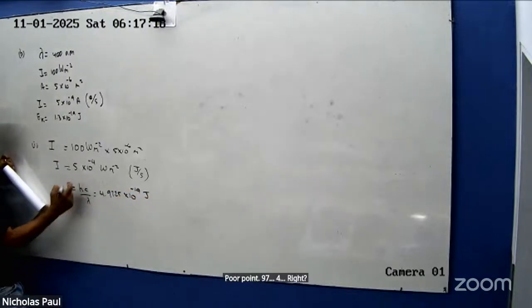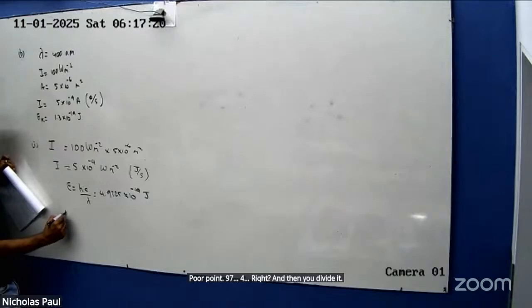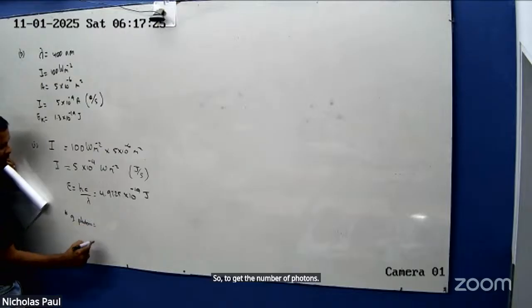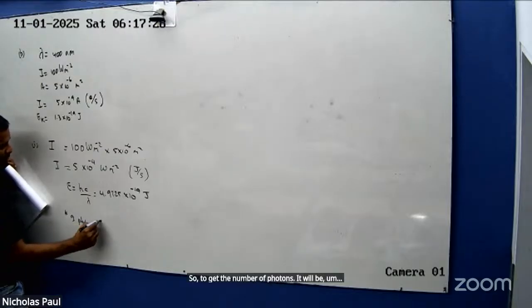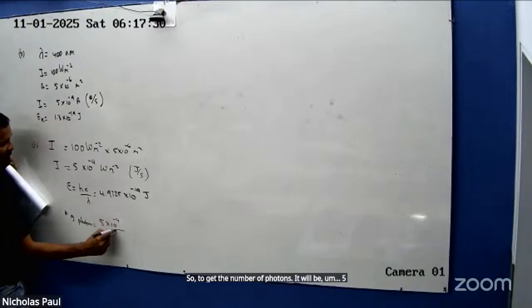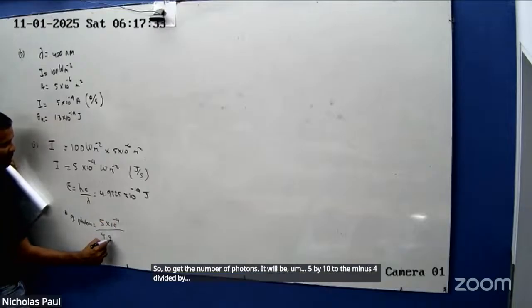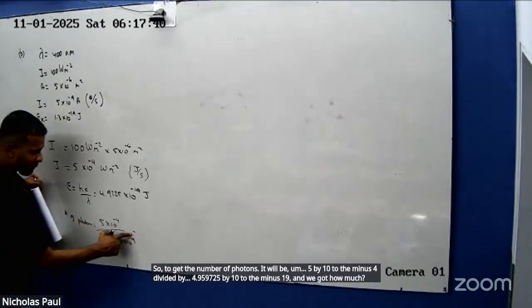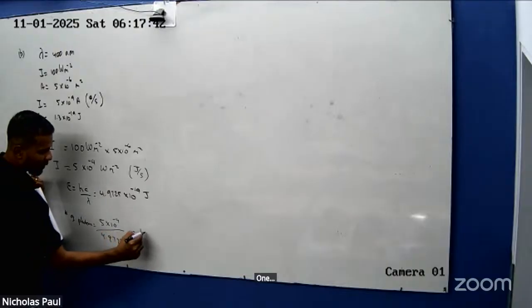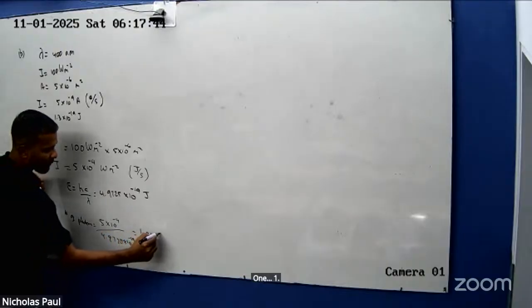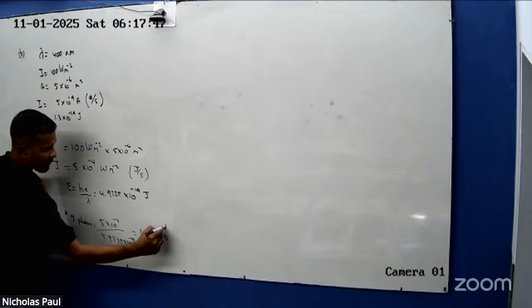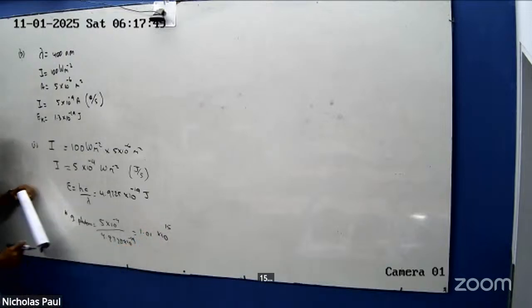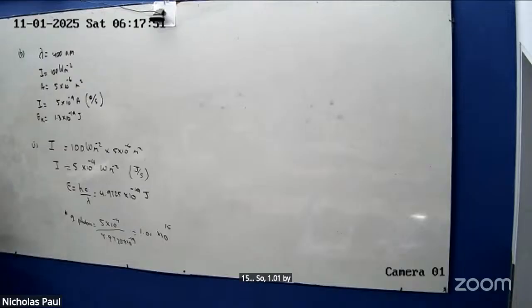Right? And then you divide it. So to get the number of photons, it will be 5 by 10 to the minus 4 divided by 4.959725 by 10 to the minus 19. And we got how much? 1.01 by 10 to the 15 photons.